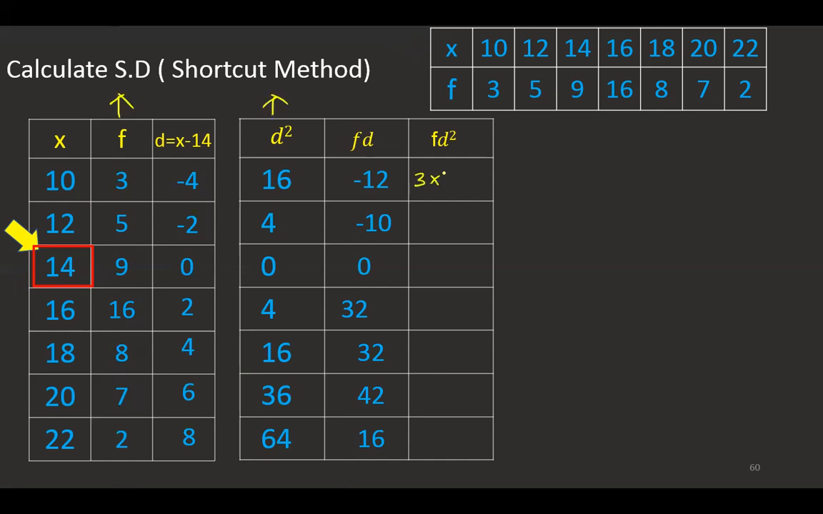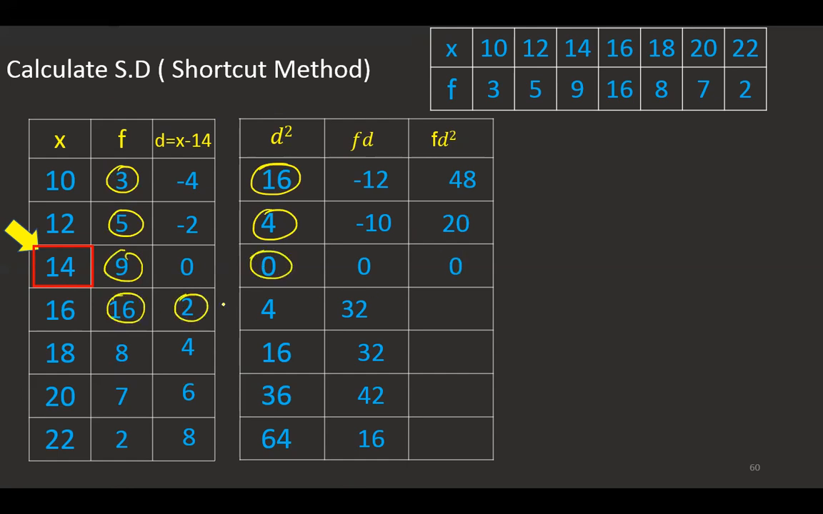So this should be 3 into 16. Here it is 5 into 4, etc. Okay, so now I'm going to show it. So F is 3, D square is 16, so it should be 48. 5 into 4, it should be 20. 9 into 0, it should be 0.